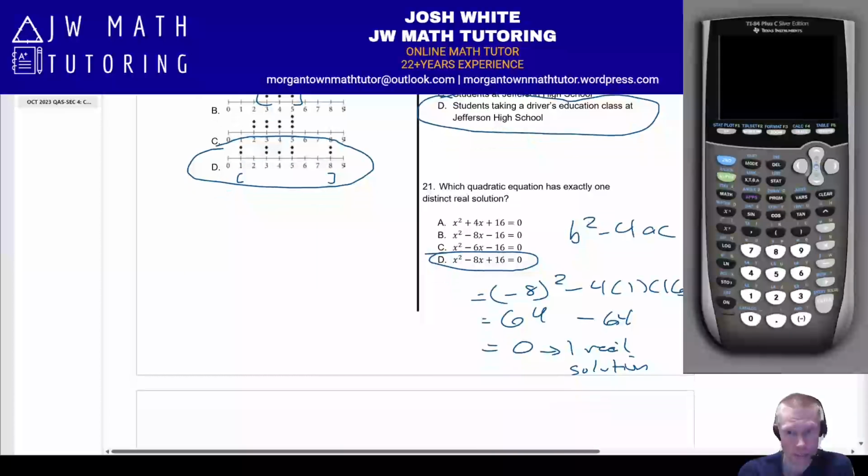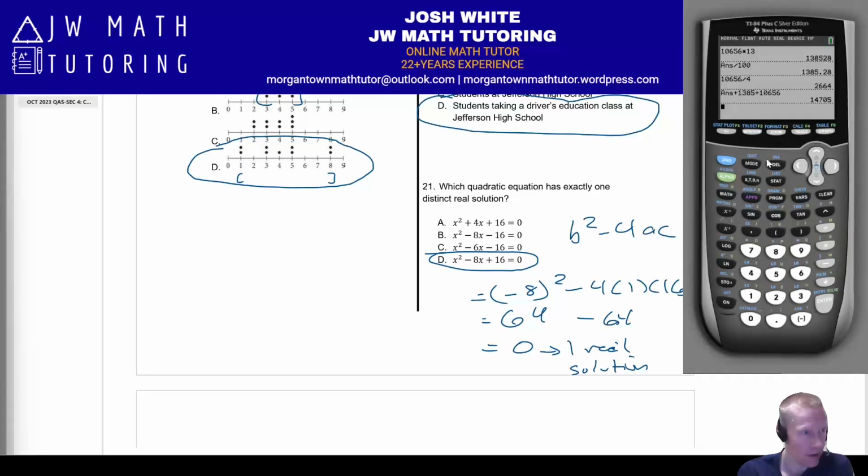An alternate way that you could do this is to go on the graphing calculator and graph out these answer choices. You can look for the answer choice which will only have one x-intercept. In other words, you can look for the answer choice which will only touch the x-axis and not cross it multiple times, or not cross it at all.